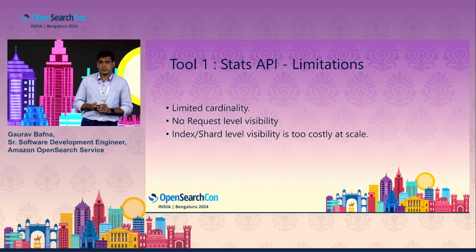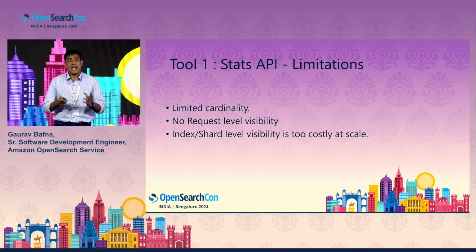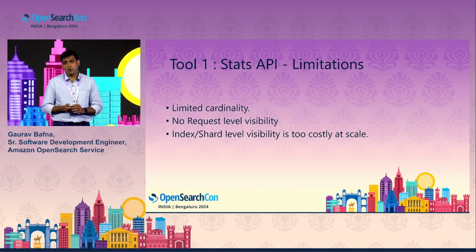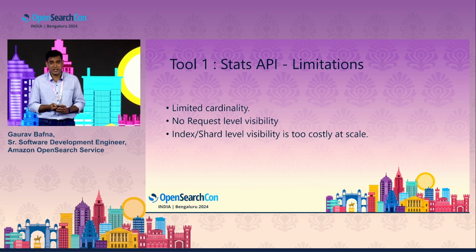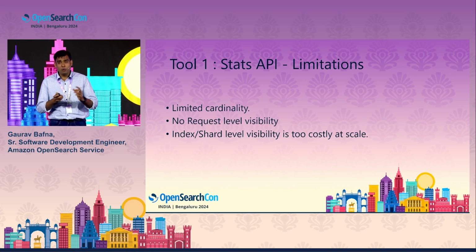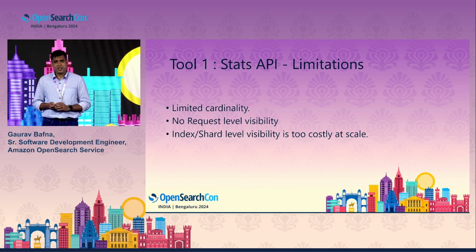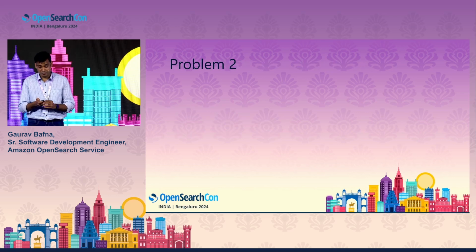So what are the limitations? Like I said, it only provides aggregates. So you would only have average latencies, not the P90 or P100, right? So we can't find out the outliers there. And index level and shard level visibility is too costly, because what if you have 200K shards, right? Your response will be too bloated, and it also puts a lot of pressure on your OpenSearch cluster as well. So it is not advised to do it very frequently. And storing that at such cardinality is also costly at scale.